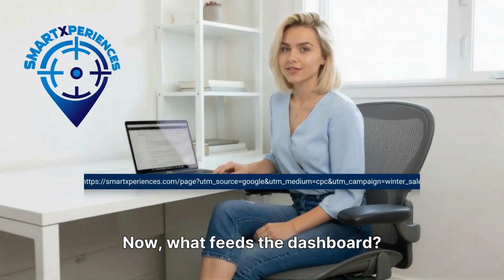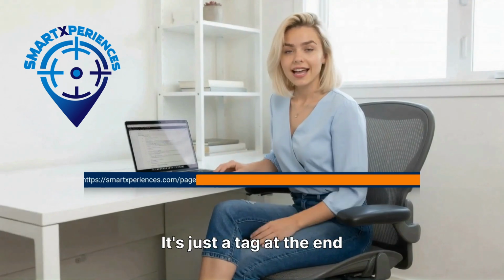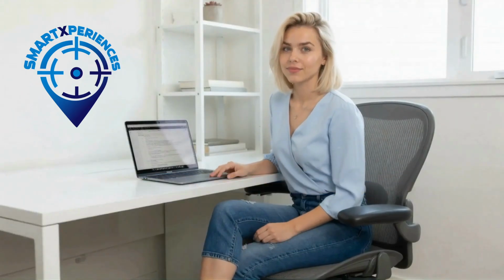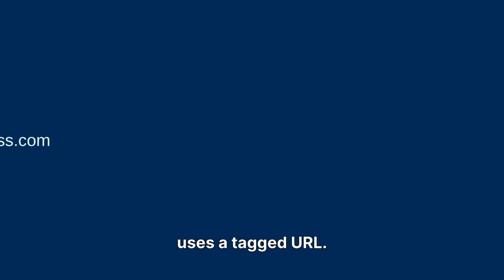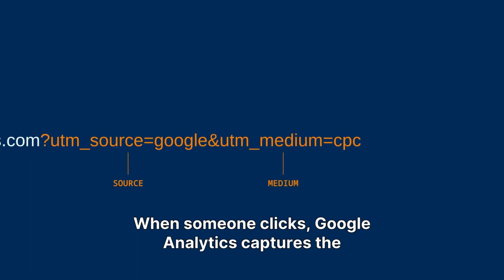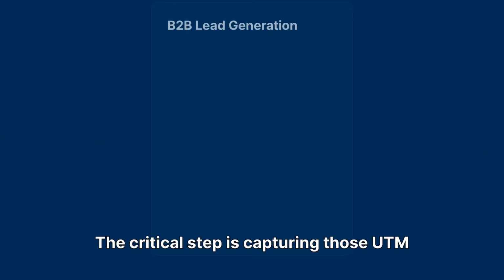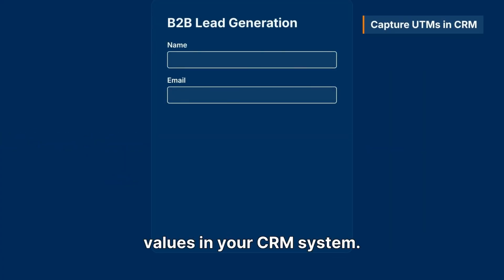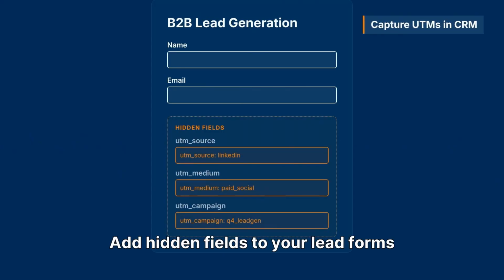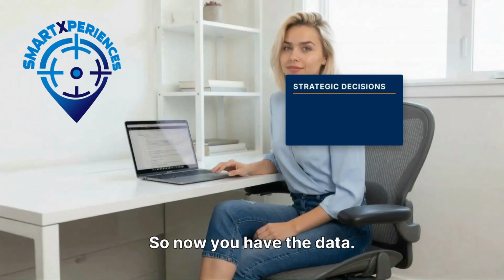Now, what feeds the dashboard? That's where UTM parameters come in. It's just a tag at the end of a URL that tells you exactly where a visitor came from. Instead of a plain link, your ad uses a tagged URL. When someone clicks, Google Analytics captures the source, medium, and campaign automatically. The critical step is capturing those UTM values in your customer relationship management system. Add hidden fields to your lead forms so the source data is stored on the contact record. So now you have the data.